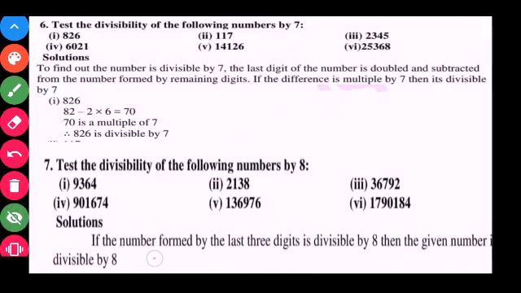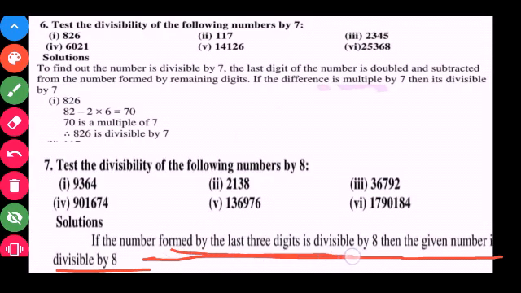Okay, so if the number formed by the last 3 digits is divisible by 8, then the given number is divisible by 8. Understand? In the case of 4, it was the number formed by the last 2 digits being divisible by 4, then the number is divisible by 4. But in the case of 8, if the number formed by the last 3 digits is divisible by 8, then that number is divisible by 8.